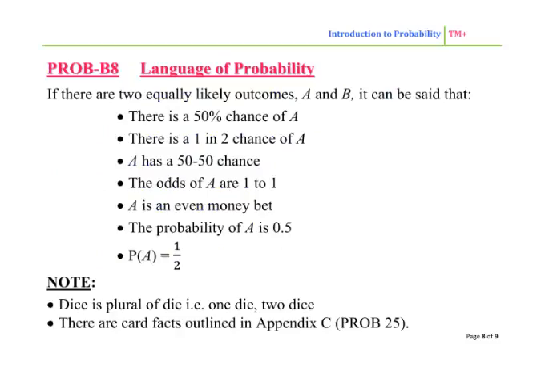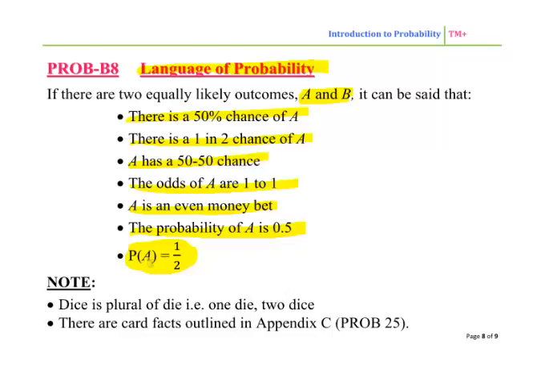So language of probability. If there are two equally likely outcomes, A and B, it can be said that there is a 50% chance of A, there's a 1 in 2 chance of A. A has a 50-50 chance. The odds of A are 1 to 1. A is an even money bet. The probability of A is 0.5, or P(A) equals a half. So there's all the different ways of saying it.